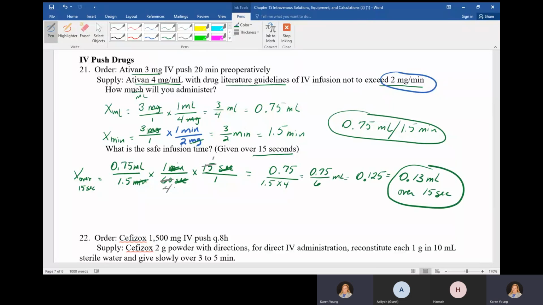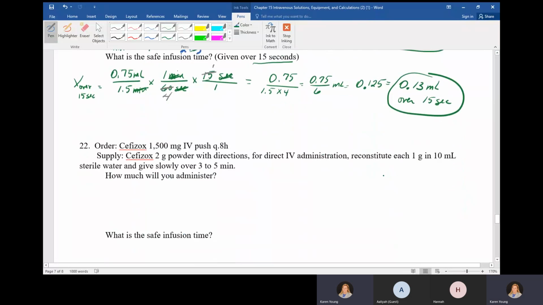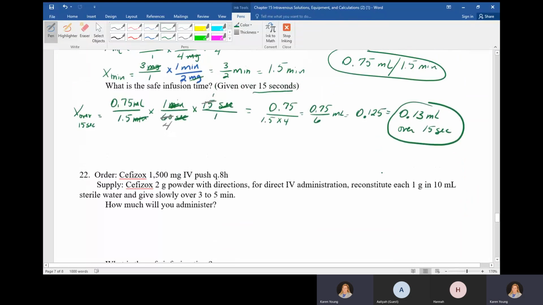Some medications will burn the vein. Some will cause irritation. Different things will cause different reactions. That's the reason they've got a time set for it. Okay. Any questions on that one?